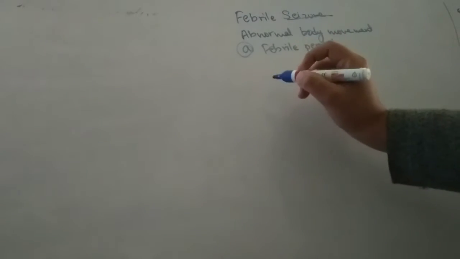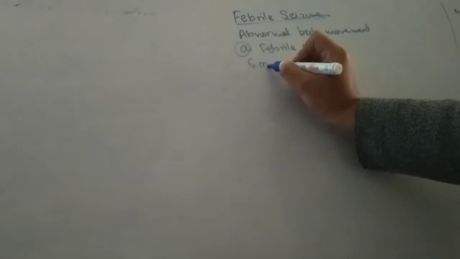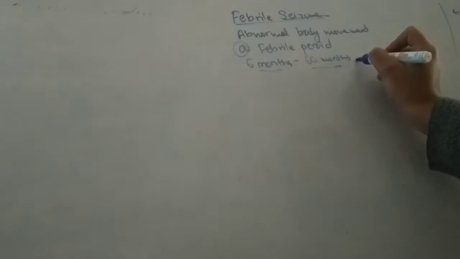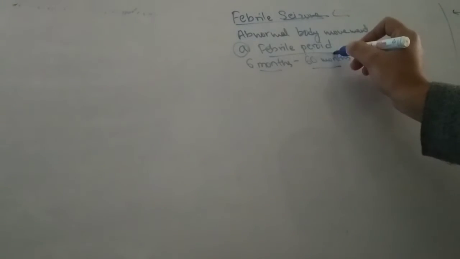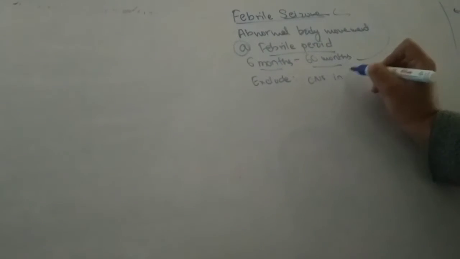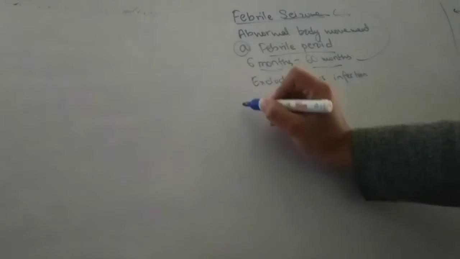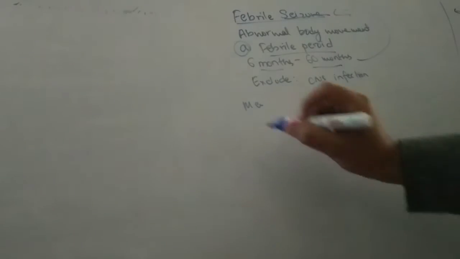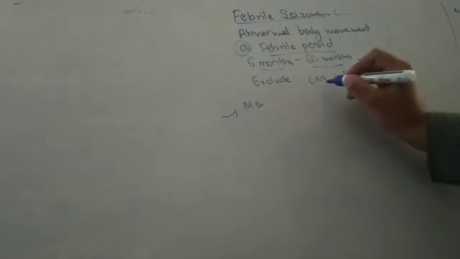And the criteria to be included in febrile seizure is that the baby must be of 6 months to 60 months. So generally babies of 6 months to 60 months present with febrile seizure when they have seizure during the febrile period. However, we need to exclude certain things, and that is CNS involvement or infection. Suppose a baby is having meningitis, then we can't label it as febrile seizure. We have to label it as seizure following meningitis. So CNS infection we have to exclude.